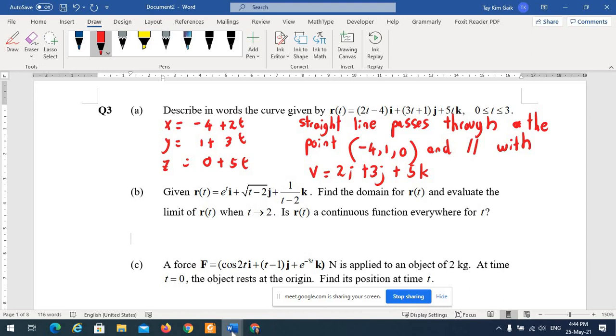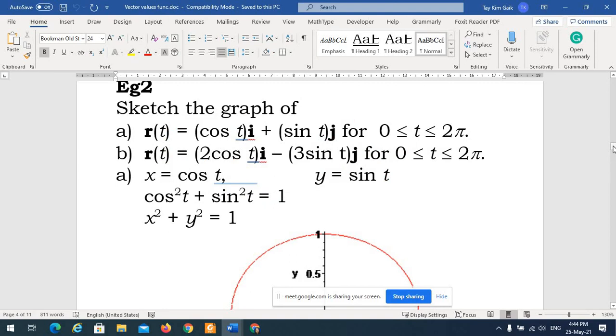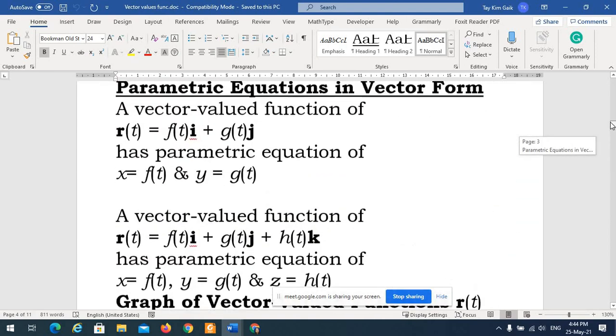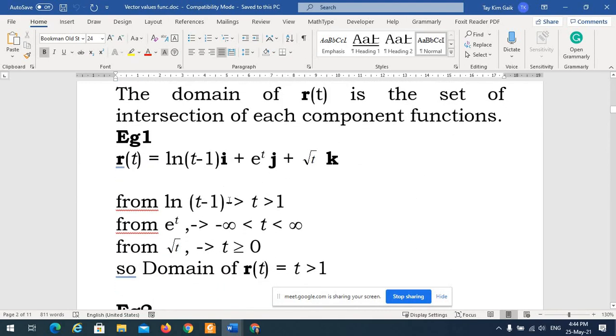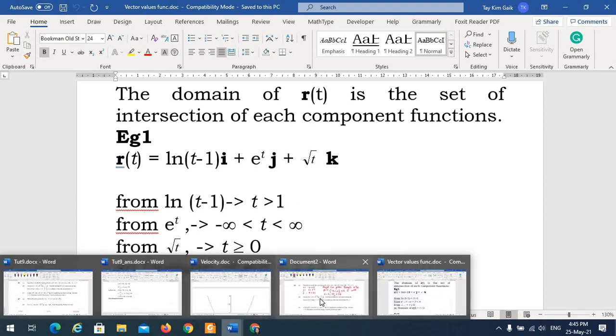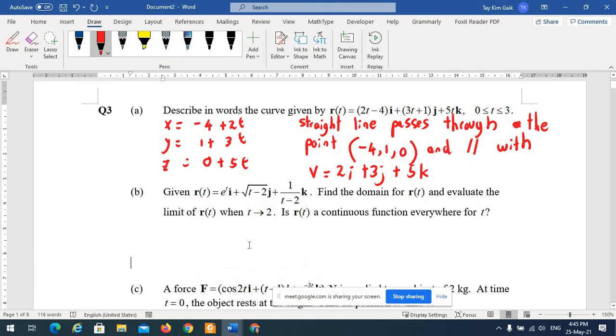So find the domain. Yesterday also we have shown you how to find the domain. We find the domain of each component. To find the domain of the vector valued function, you find the domain for each component, and then the result is actually the intersection of the three components. Then you get the domain for the vector valued function r(t). So from here, r(t) equals e to the power t i. Okay, let's look at component i.